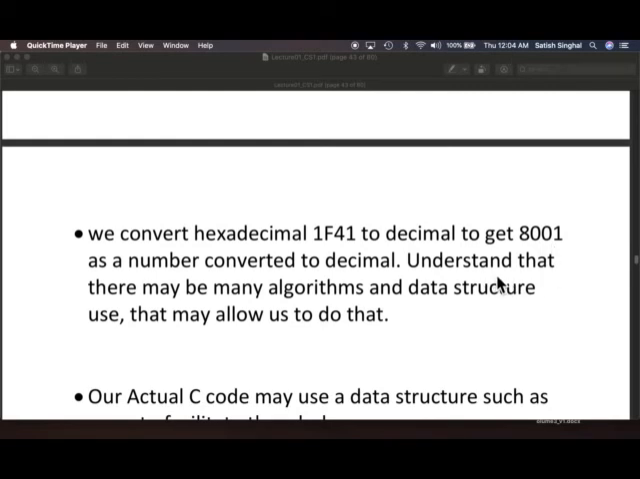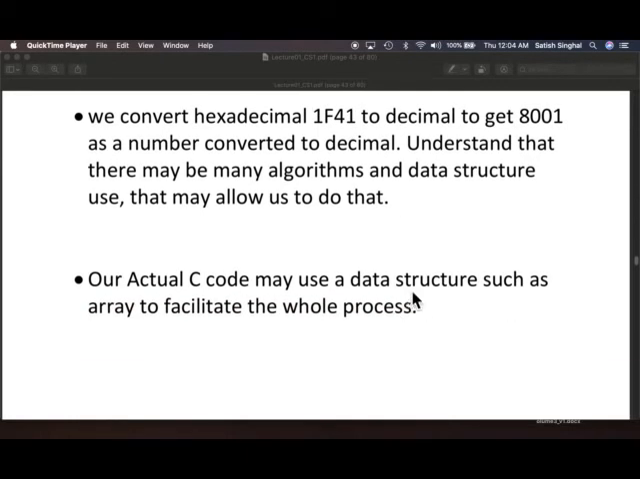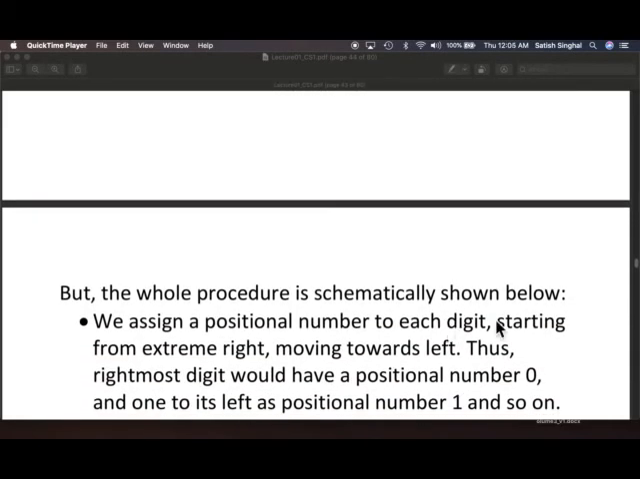Understand that there may be many algorithms and data structures that may allow us to do that. And our actual C code may use data structures such as an array to facilitate the whole process. That would be shown in video number 3 and then in 4. But for now, we show the whole procedure schematically below.